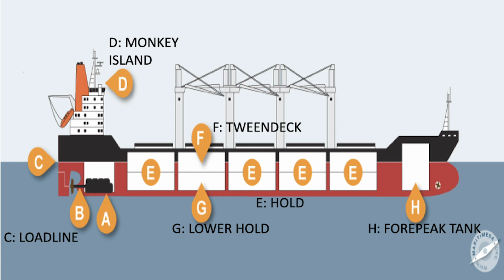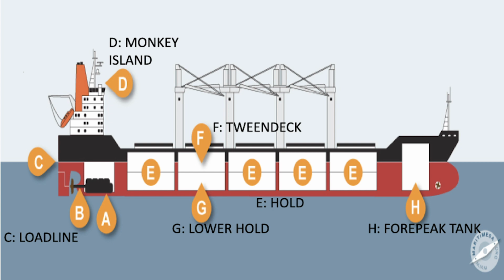This ship has 5 holds in which cargo can be stowed. In ships that carry liquid cargoes, the holds are tanks in which the liquid cargo is carried. These ships are referred to as tankers. The tween deck, a deck inside the hold where cargo can be stowed. Lower hold, the lower part of the hold where cargo can be stowed.